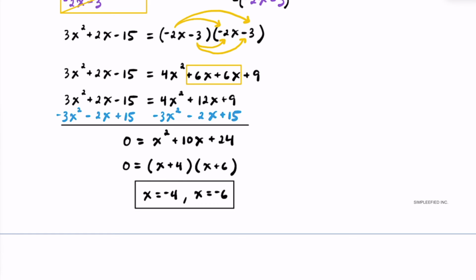So there you have two different examples of solving logarithmic equations where we had to apply our understanding of quadratic equations as well.